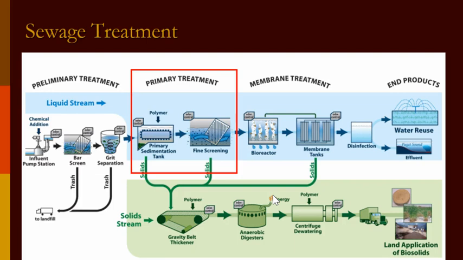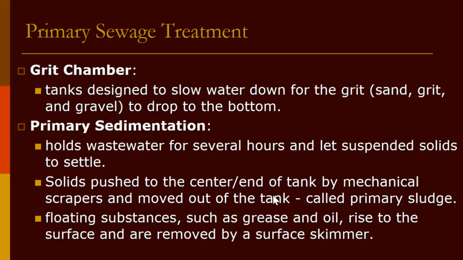Okay, then you move into the primary treatment phase, and this is where you're going to do the fine screening. It's where you're going to do the sedimentation. Okay, so in primary sewage treatment, you start with a grit chamber, and this is going to slow down all the particulates in it and cause them to drop to the bottom. You're also going to end up in the primary sedimentation phase. You're going to do this again later on, but this is all the mechanical stuff up front.